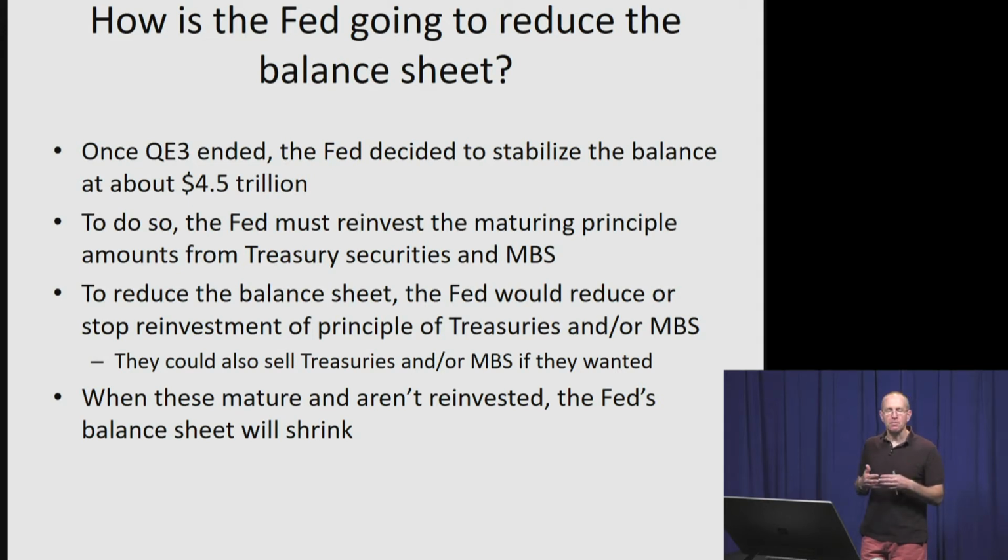So every month, the Fed has to reinvest billions and billions of dollars of longer-term Treasuries and mortgage-backed securities and even still Treasury bills, because they hold Treasury bills, of course. And so the idea here is that if the Fed wants to reduce the size of the balance sheet, all they would have to do is slow down the rate at which they reinvest the maturing securities.